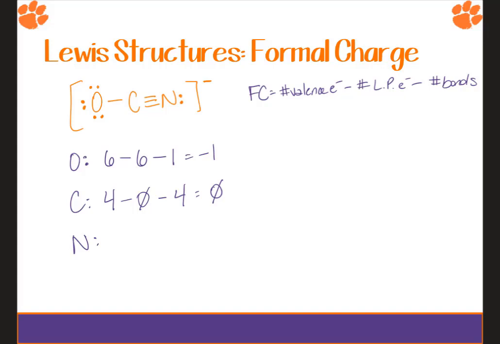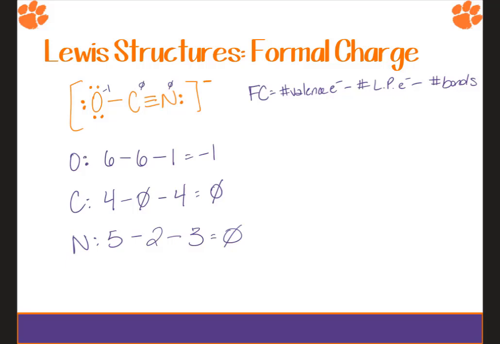So nitrogen is in group 5A, so it has 5 valence electrons, minus the number of lone pair electrons, 1, 2, so minus 2, minus the number of bonds. So coming off the nitrogen, we have 1, 2, 3. And that's going to give me 0. So sometimes you'll see them written on the actual structure. So we'd say -1, 0, and 0 here.